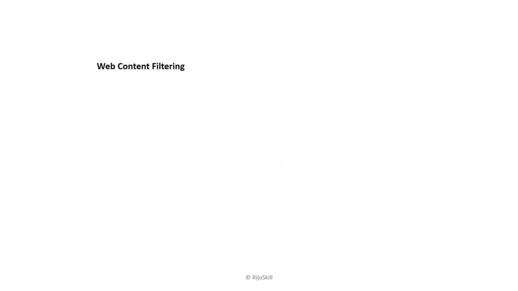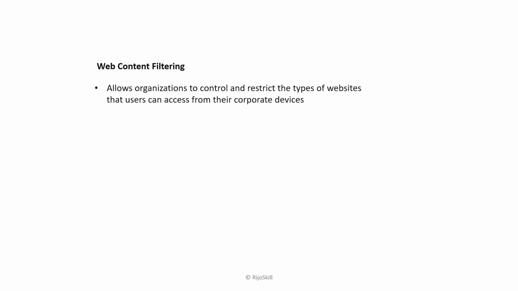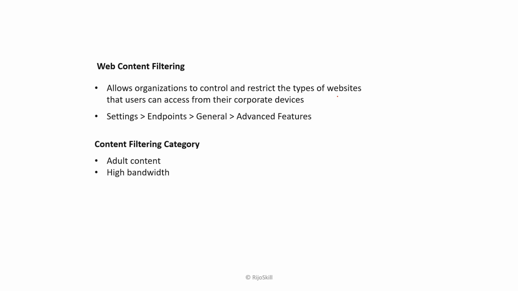So we will go for a little bit of learning. Web content filtering allows an organization to control and restrict the types of websites that users can access from their corporate device. So the organization can block restricted types of websites using content filtering. You can find this in settings, endpoint, general, advanced features. The content filtering categories are: adult content, high bandwidth, legal liability, malicious and uncategorized.